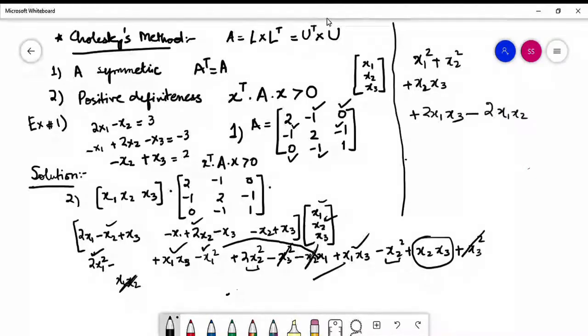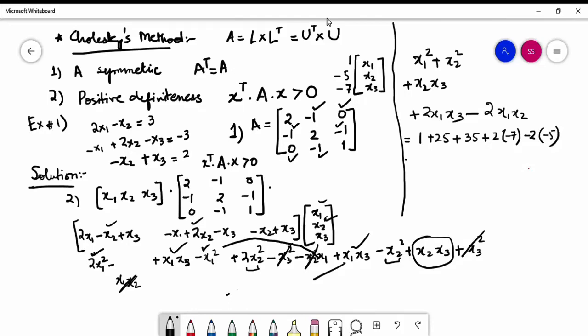Now I apply a specific vector, like x1 is 1, x2 is 5 and x3 is 7, any random value. So 1 minus 5 and minus 7. 1 square is 1, x2 square is plus 25, and x2 into x3, minus 5 into minus 7, that is plus 35, plus 2 into x1 into x3, so that is minus 7, and also minus 2 into x1 into x2, that makes it minus 5.